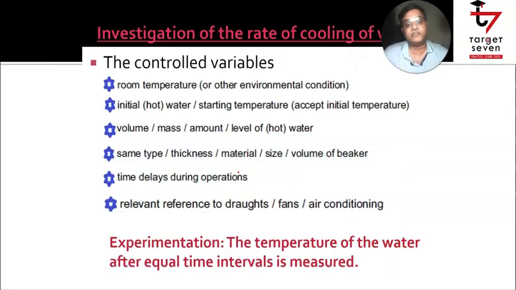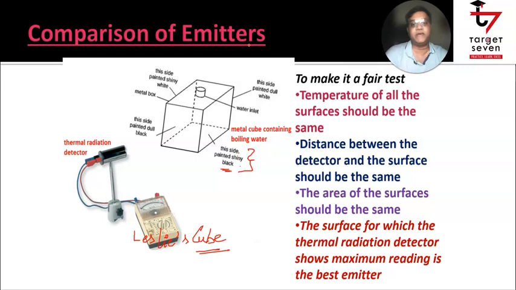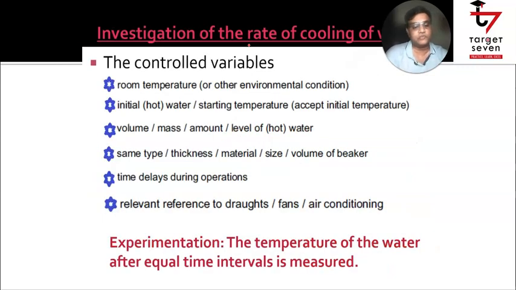We have yet another methodology through which we can investigate how fast a substance can be cooled. We have the cooling curve here, investigating the rate of cooling of water. Now we need to understand whether it is a comparison of emitters, or a comparison of absorbers, or the rate of the cooling curve. These are all various aspects through which we can test criteria B. This is specifically for IB MYP students.